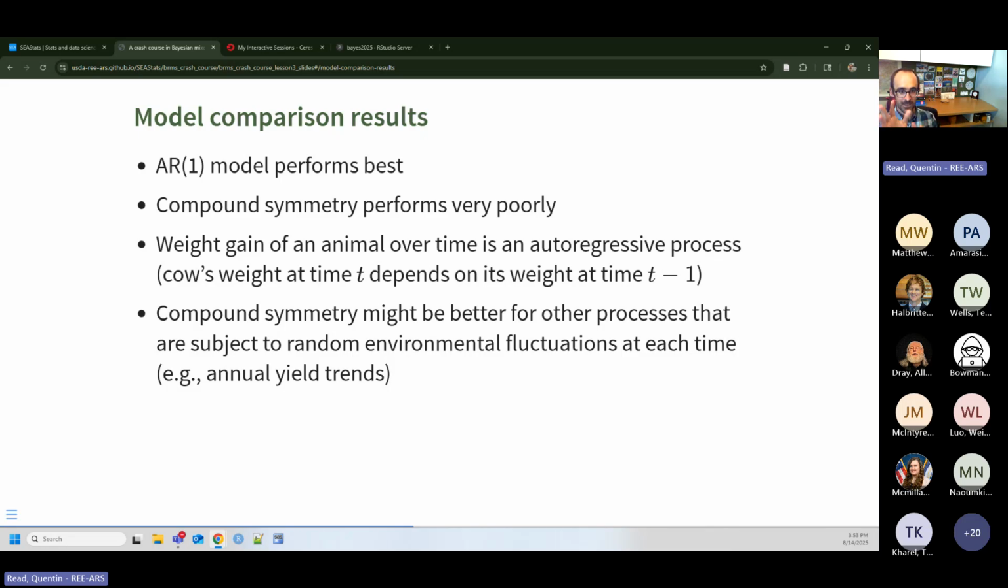Like the relationship within a location between yield in two years, one year apart, isn't that much more closely correlated than two years apart or three years apart, because it's more random fluctuations. It doesn't depend on the one previous. So then you might use compound symmetry. It might be a better fit. But here AR is a good fit because it's actually capturing the biological process that's occurring.